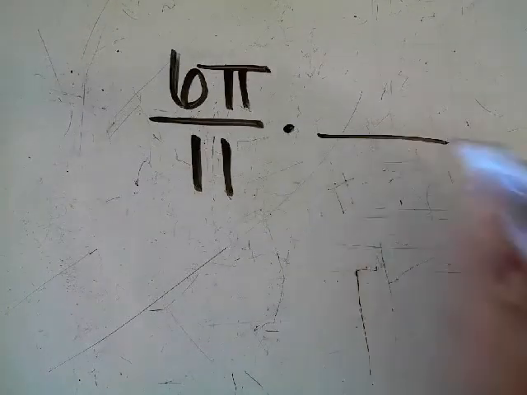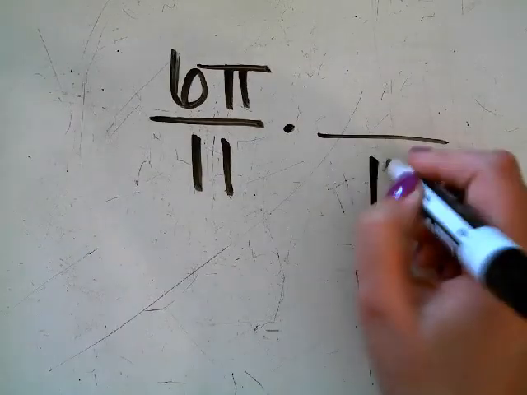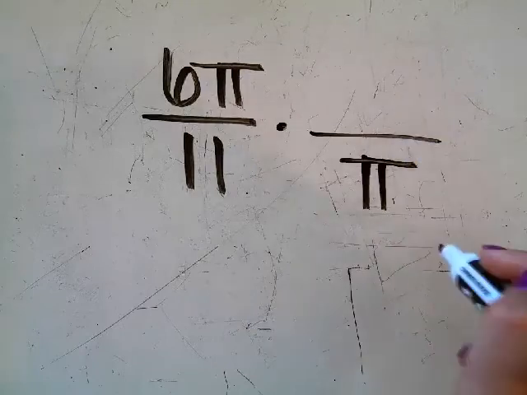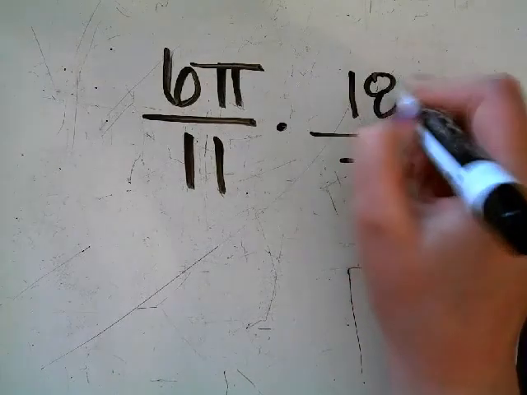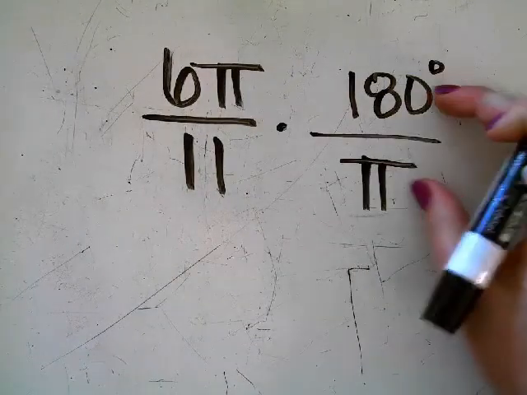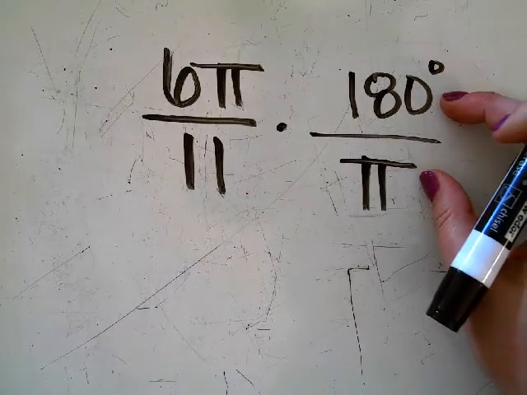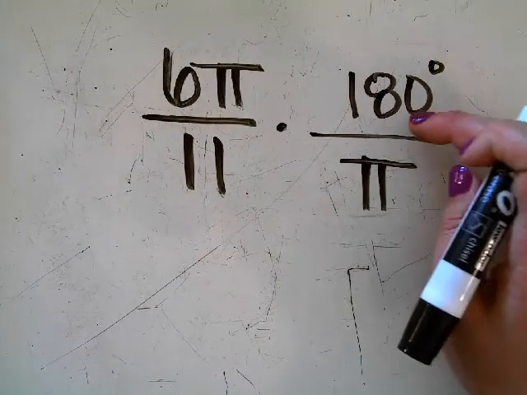Put pi on the bottom. That's going to cancel out the pi. So if the pi is on the bottom, what should be on the top? 180. So this is still mathematically equivalent to 1 because it's the same thing over the same thing. They represent the same thing.